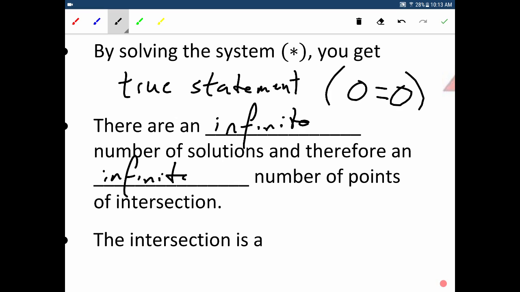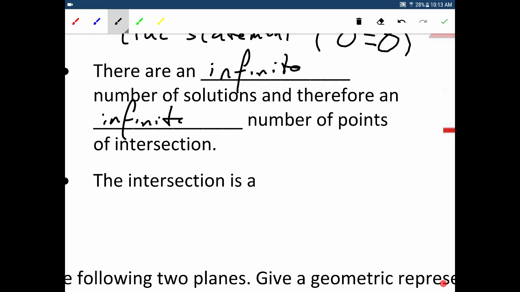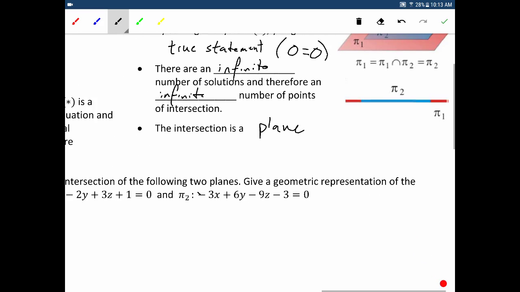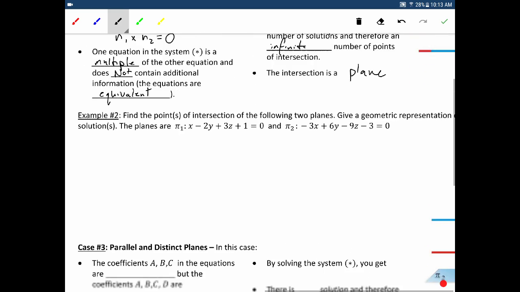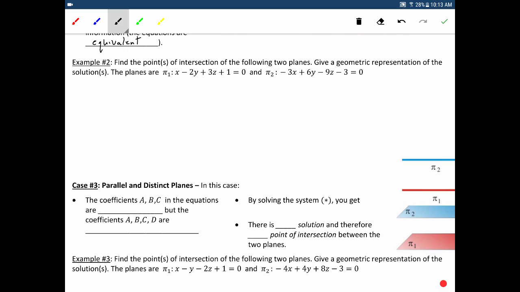Of course, this time, not only is it a line, but it's an entire plane that they intersect in. It goes on forever, and the intersection itself is a plane. So there we go. Let's take a look at how we would solve one of these. We're going to find the points of intersection of the following two planes.